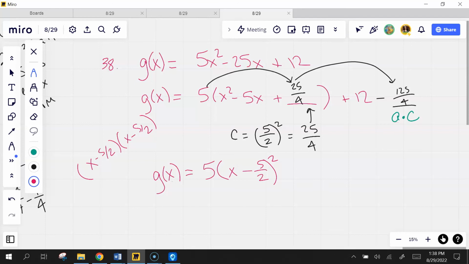Yes, this is going to be 48 over 4. What's 48 minus 125? That I don't know off the top of my head. What is it, 77? I don't know. Look at you, Sophia. What's the vertex? Axis of symmetry?